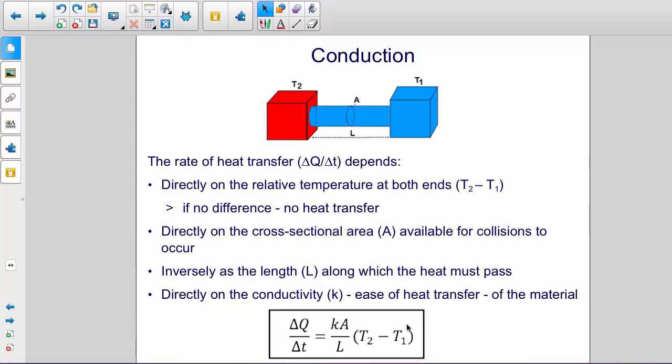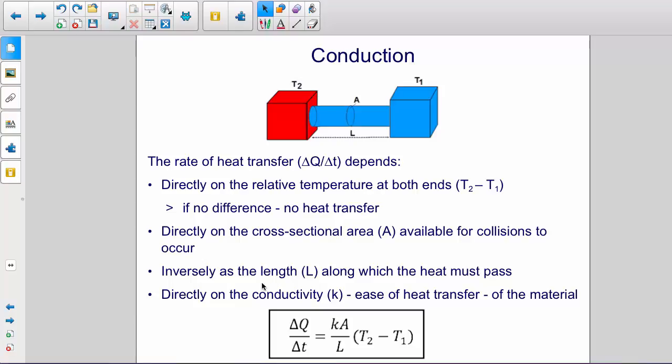Now the rate of heat transfer, delta Q over delta t, depends directly on the relative temperature at both ends, that is T2 minus T1. If there's no difference between the temperatures, the two substances are in thermal equilibrium, and there's not going to be any heat transfer. It's also going to depend directly on the cross-sectional area available for collisions to occur. The bigger the area, the more collisions can occur and the more heat that can be transferred.